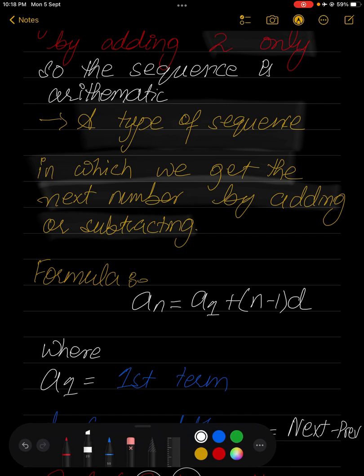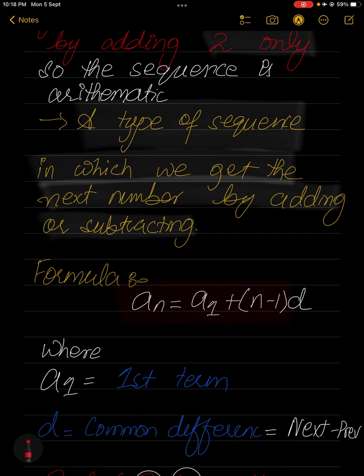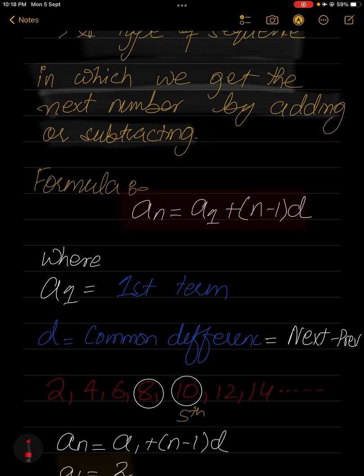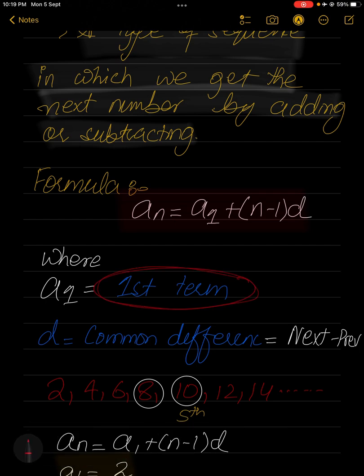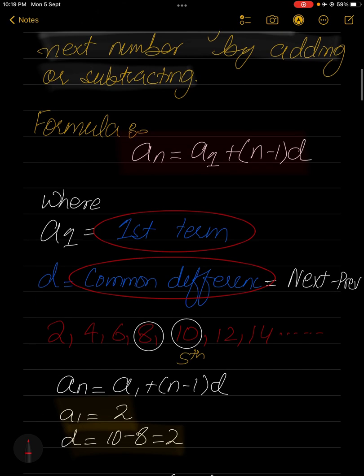So the formula for the arithmetic sequence is an equals a1 plus bracket n minus 1 into d. We have to make ourselves familiar with the terms: a1 is the first term of the sequence, and d is the common difference. And how can we get the common difference? By subtracting the previous from the next.